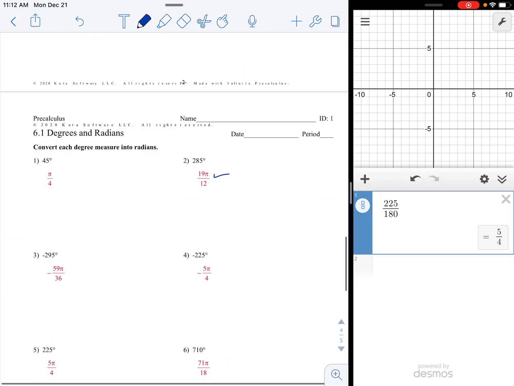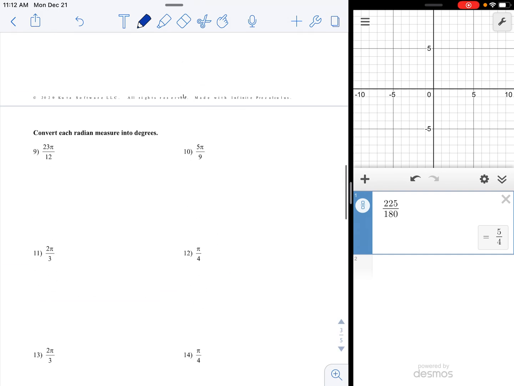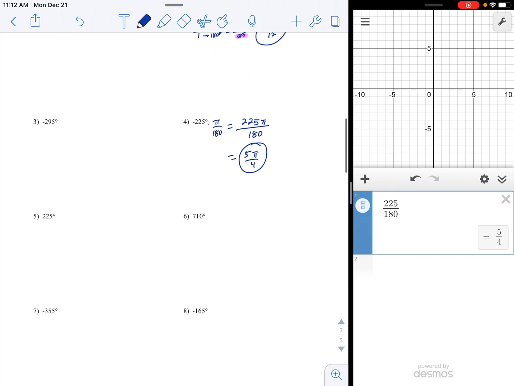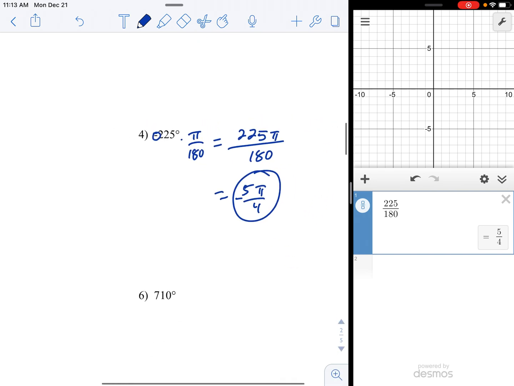Check the answer on number 4. Oh, negative. Look, there's a negative sign on the original problem. Yes, you can have negative angles. So if this is negative, then the answer, of course, would have to be negative.